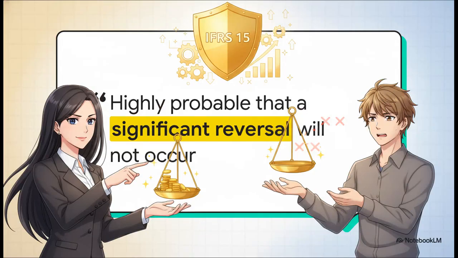The big question is, can you include that uncertain bonus in your revenue today? You can, but only if it meets this absolute golden rule. You must be extremely confident, like highly probable, that a significant reversal in revenue will not occur once that uncertainty is finally resolved. Basically, IFRS 15 does not want you recognizing a massive bonus today, only to have to erase it from your books next year when you miss the deadline.